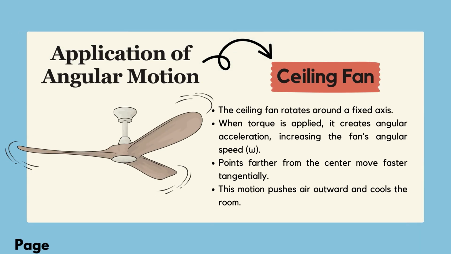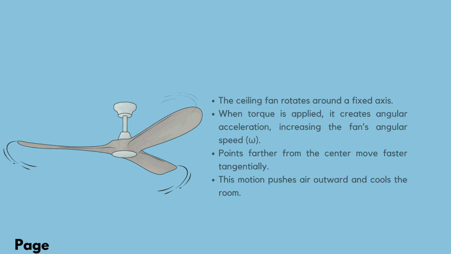Next, I'll be talking about the applications of angular and tangential motion in real life. Let me show you how these two types of motion appear in mechanical systems, and you can actually see them around you every day. Let's start with something simple, the ceiling fan. It rotates around a fixed axis, and when torque is applied, it causes angular acceleration. That means the fan's angular speed, or omega, increases. The blades farther from the center move faster in terms of tangential speed, and that's what pushes air around the room, helping cool it down.